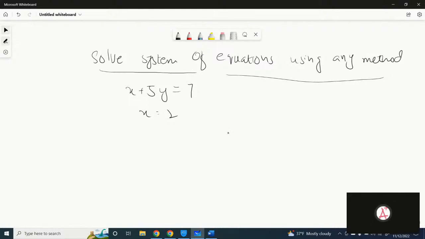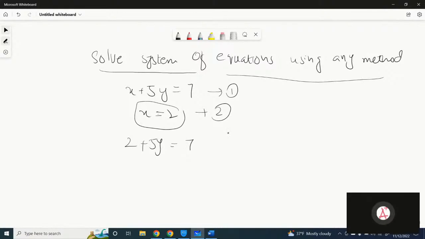The easiest one is the substitution method. These are the two equations, equation 1 and equation 2. I'm going to substitute the value from equation number 2 into equation number 1. Just put x equals 2 in equation number 1. So it would be 2 plus 5y equals 7.